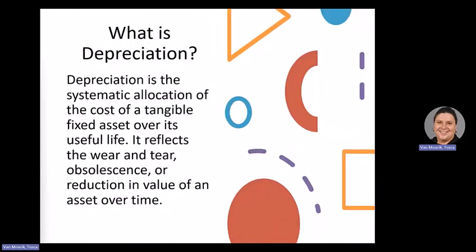So let's dive in. What is depreciation? Depreciation is where you allocate the cost of a tangible asset over its useful life. So this is basically an amount that you show in accounting for the amount that you have used this fixed asset to generate some financial income.